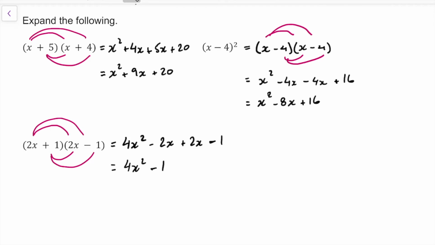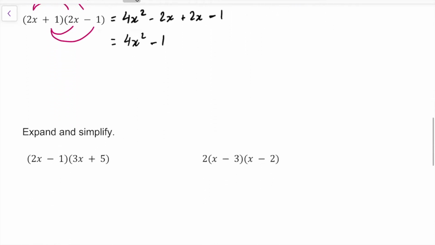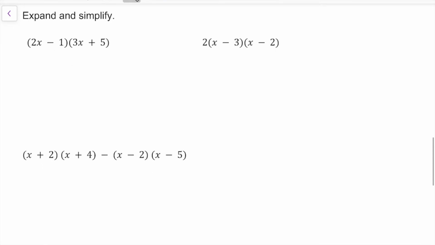So we get minus 1. Alright, last set of examples here. But same idea the whole way through. We're not doing anything different in the process. Everything will be the same.